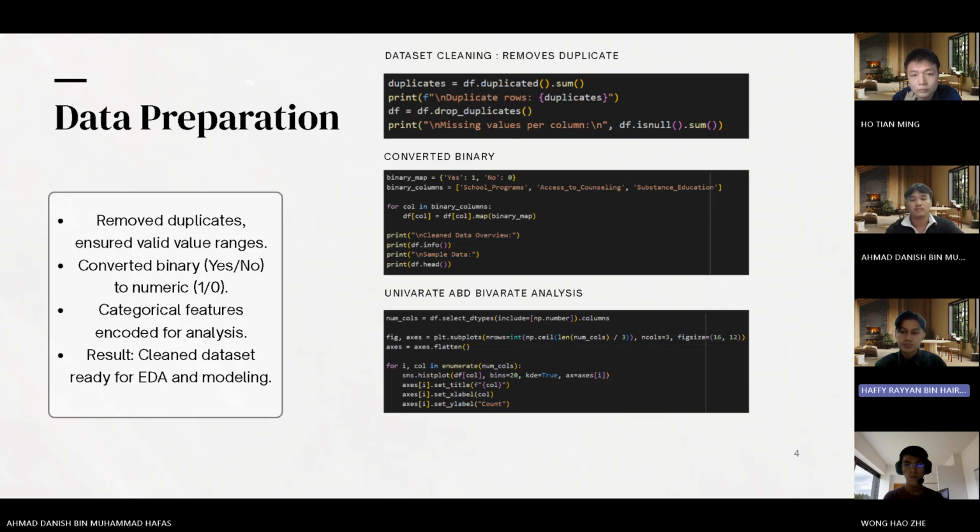Next is our data preparation, which is our data cleaning process. It began by removing duplicates and validating all entries. We converted categorical values into numerical formats, such as transforming yes and no into binary values, to ensure compatibility with analytical models. We also ensured that numerical columns had values within the expected range. Once cleaned, our dataset was ready for exploratory data analysis.